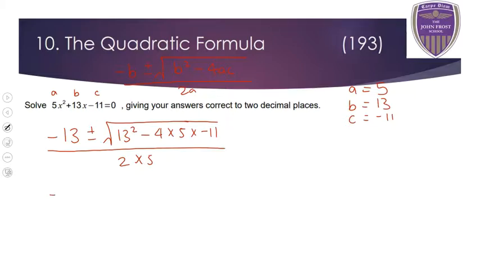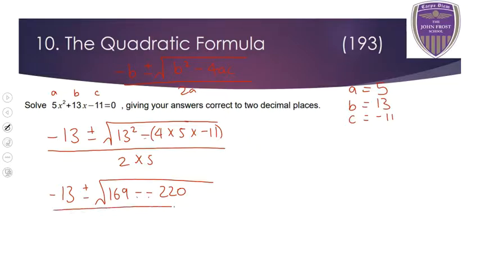Okay, so this is now minus 13 plus or minus, so 13 squared is 169. Then we're taking away 4 times 5, which is 20, times by minus 11, which is minus 220. Okay, so we've got one minus here, look, that's that one. And then this answer, so that answer there, gives you another minus, which is that one. Okay, over 10. And then what we should notice is those two minuses give us a plus. So we get 169 plus 220, which is 389, all divided by 10.